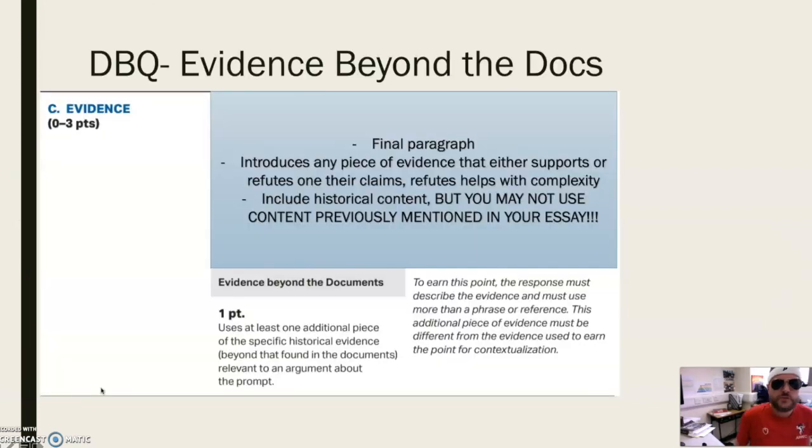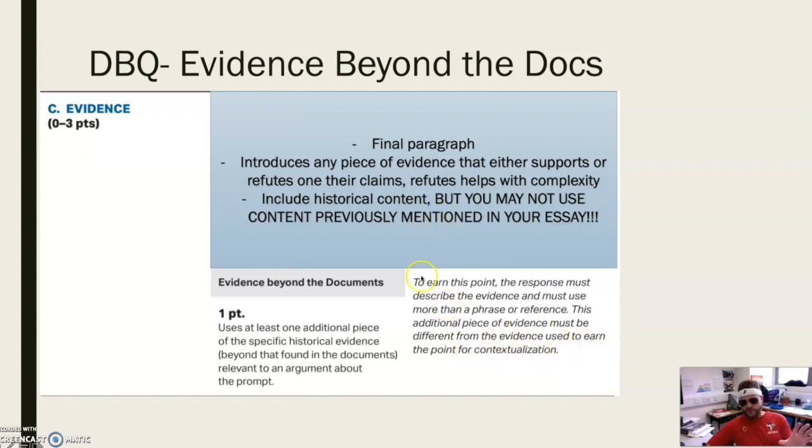So extra evidence should be a part of your final paragraph, right? After you've done your 2 body parts, you're coming in, and let's look at what the rubric actually says. Uses at least one additional piece of specific historical evidence beyond that found in the documents relevant to an argument about the prompt. To earn this point, the response must describe the evidence and must use more than a phrase or reference. This additional piece of evidence must be different from the evidence used to earn the point for contextualization.